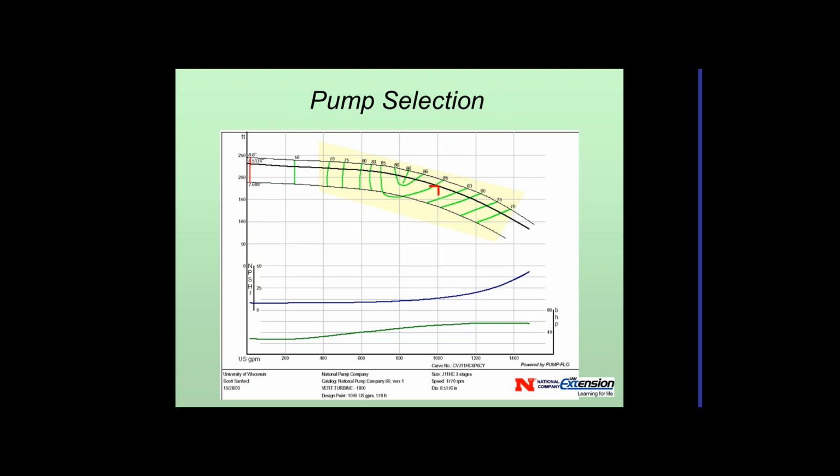Here is a pump curve. Every pump will have a pump curve. So I want to go through the different things you can get out of this. Up the side here we've got the feet of head, or you can convert feet of head to pressure. It's 2.31 feet of head per pound per square inch.